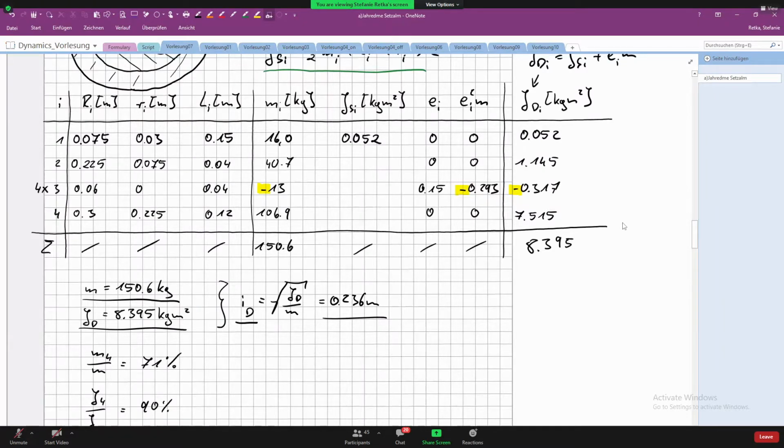And from this, you can also see that the mass moment of inertia increases the further the distance from the axis of rotation is. So the further away the mass, the object, from the axis of rotation, the higher the mass moment of inertia. Okay, any questions?